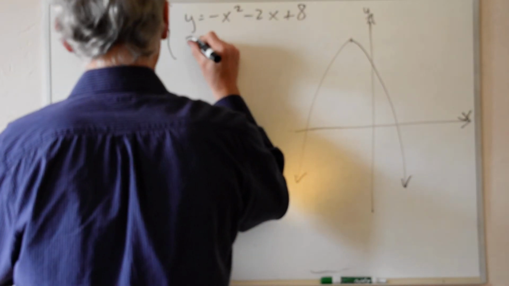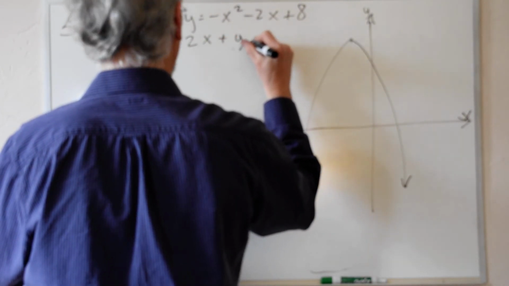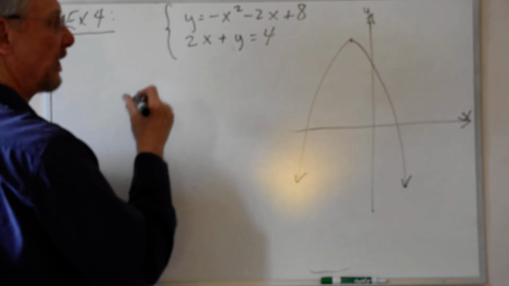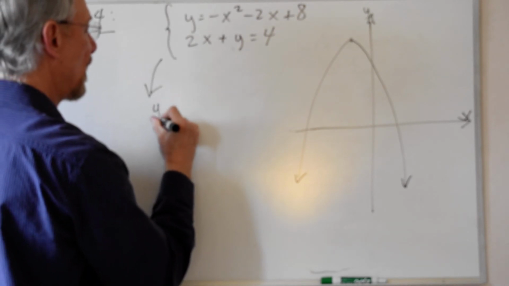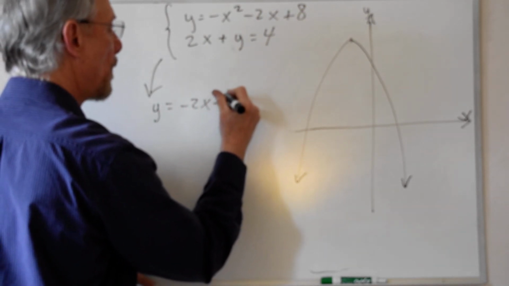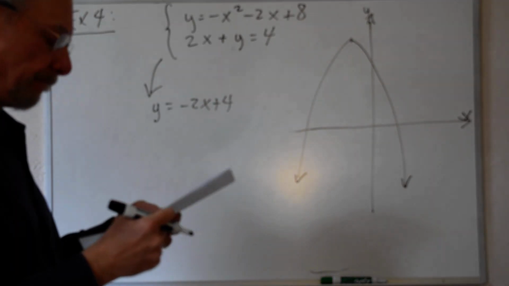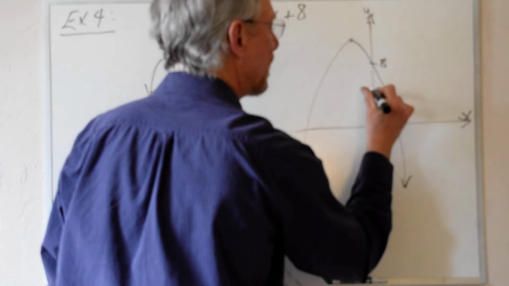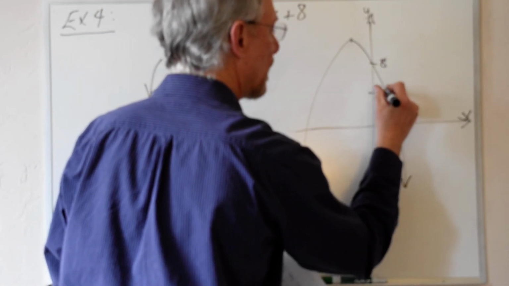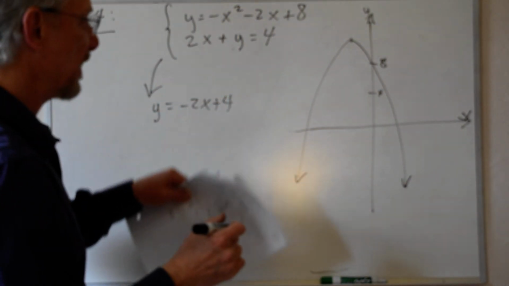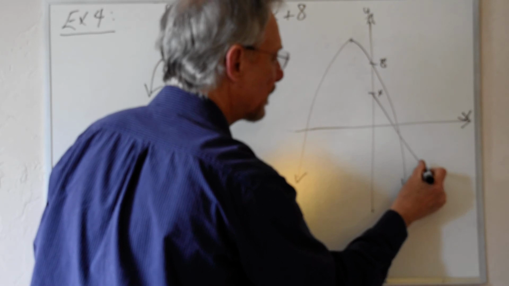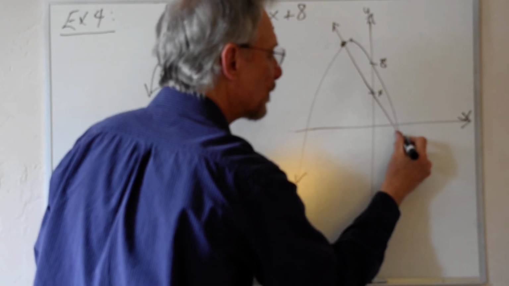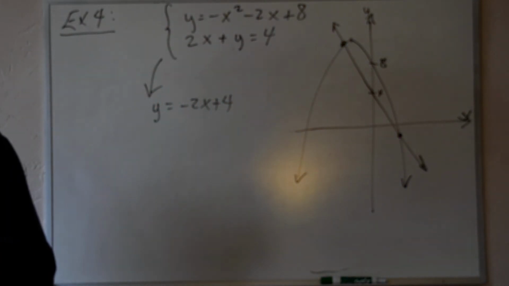The other equation in my system is linear. To get it to graph in the calculator or the computer, let's solve for y. So it looks like that. So this was 8. This y-intercept is at 4. And slope is negative 2. So we get something like that. And you see 2 points of intersection.